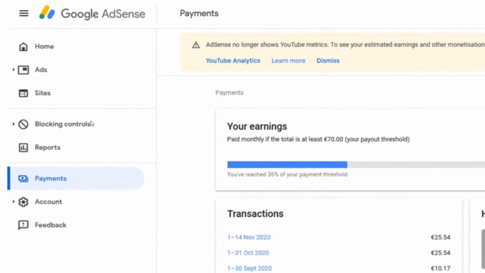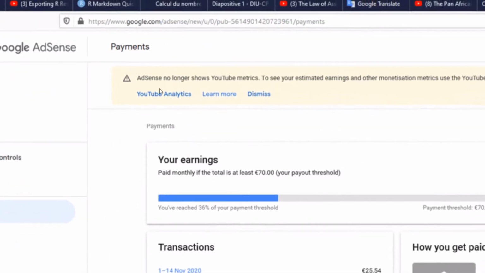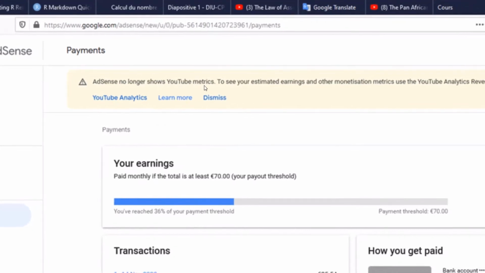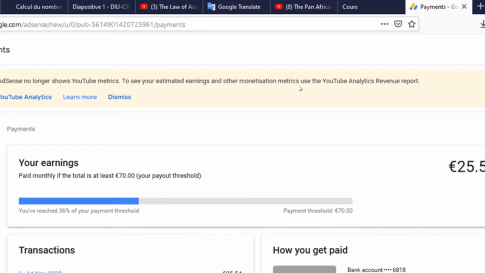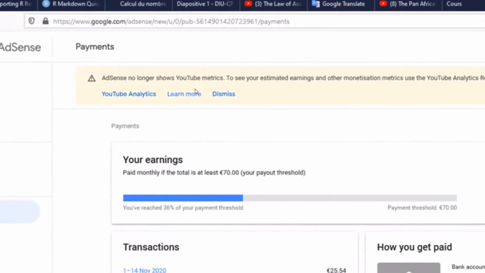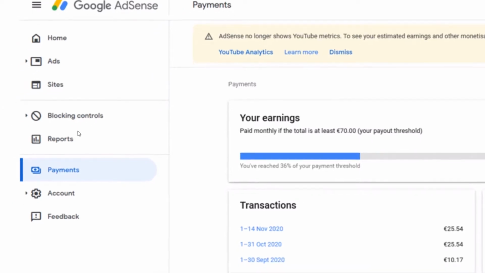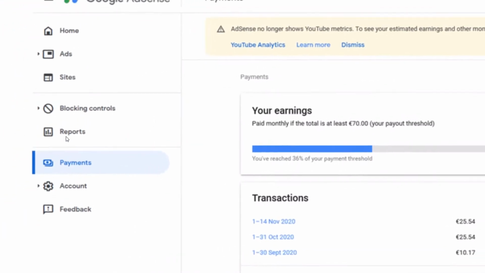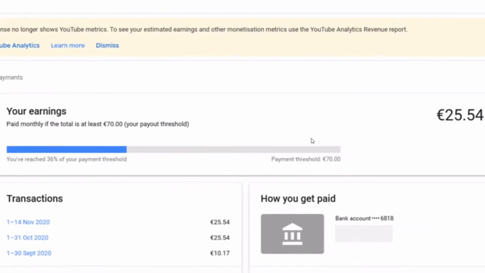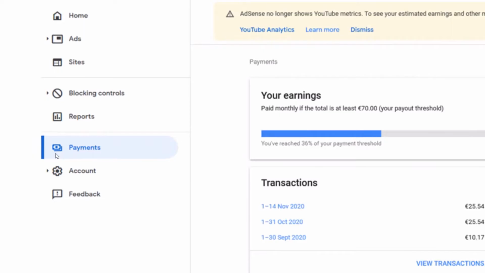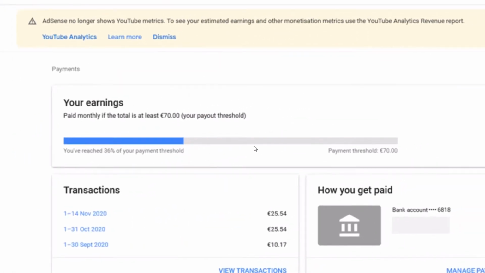Generally, Google AdSense has made us understand that it no longer shows YouTube metrics or other monetization metrics of YouTube on the Google AdSense revenue report. Initially you could click on revenue reports and see your earnings. Right now it's no longer like that. But under normal circumstances, when you click on payments, you are supposed to see your monthly earnings for YouTube.